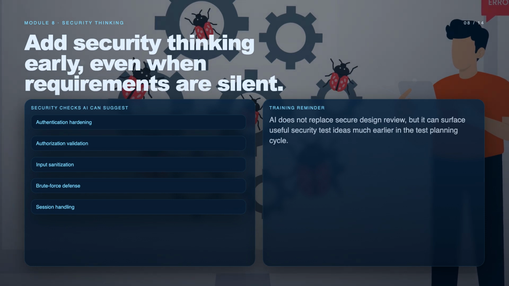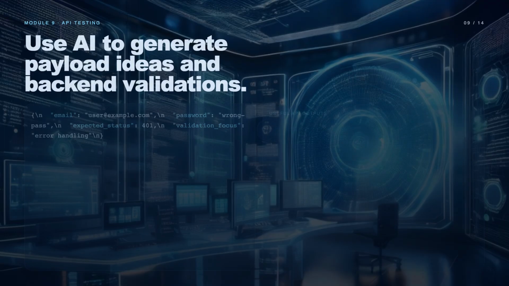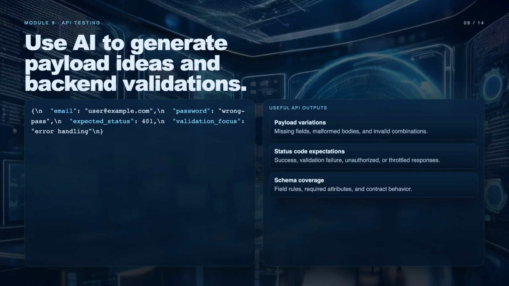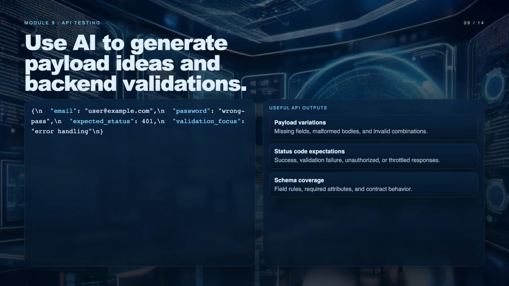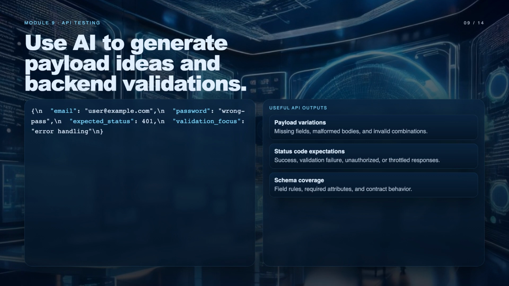Security thinking can also be introduced early. AI can recommend checks around authentication, authorization, input validation, brute force defense, session handling, and injection-style risk scenarios. These are valuable additions when the requirement itself does not explicitly mention security. For backend features, API testing becomes another strong use case.